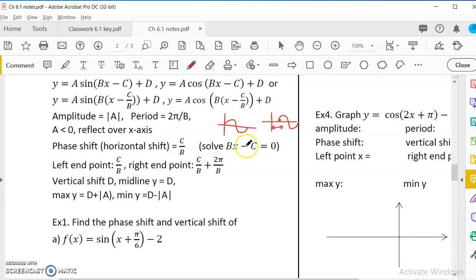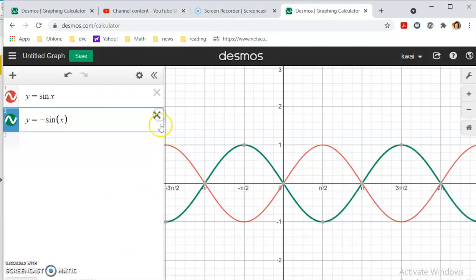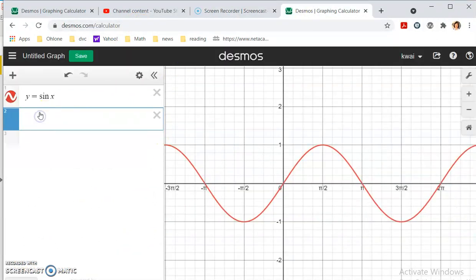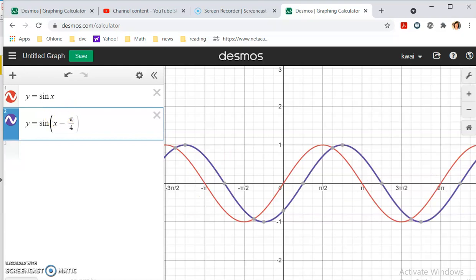Up and down means the midline shifts up and down. Maybe I should use decimals to explain it a little bit. Let's just do this. If I have y equals sine of x minus pi over 4, you can see that the graph looks exactly the same. There's no change in period, no change in the amplitude, but the graph just starts later, right?